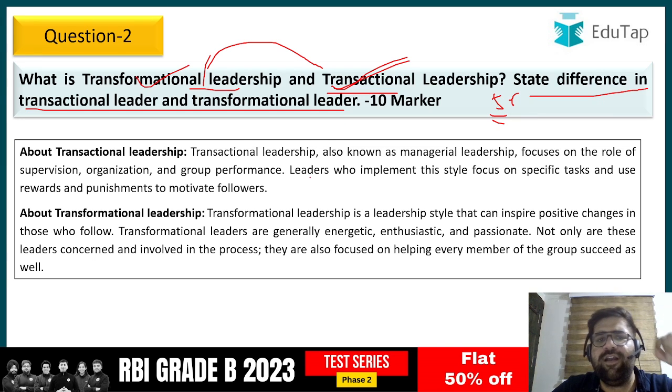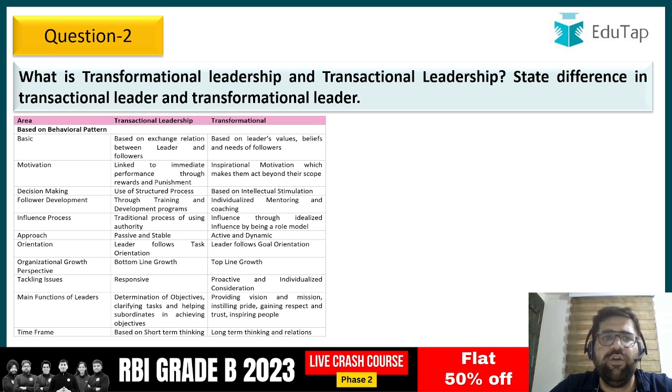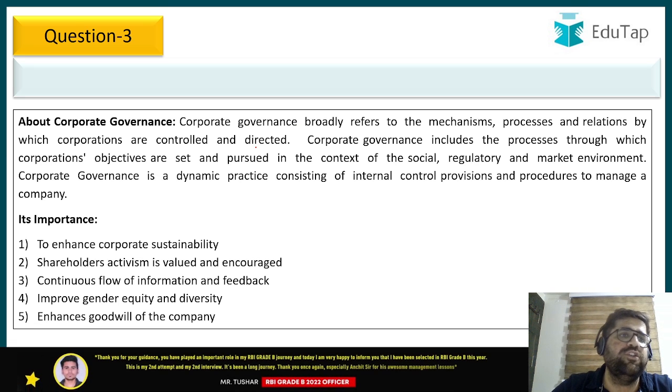Very easy. Okay, again I will rate this particular question as easy only. Now in your concept notes we have directly defined what is the difference between transactional and transformational. Okay my friends. Question number 3.